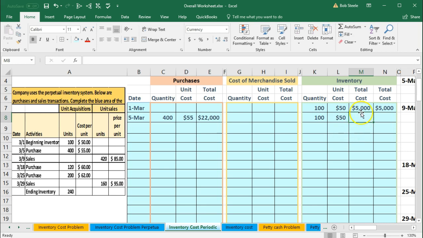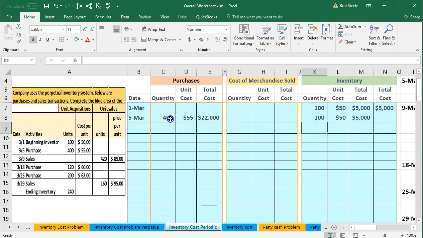This one we could say equals and point to the one above it, or we can do the multiplication one more time. We may as well do the multiplication one more time. So we're going to say equals the 100 in K8 times the 50 in L8 and enter. So there's our same 5,000. I'm not going to bring this 5,000 down because this is 5,000 total as of this date. Once we have the 2 lines done, we'll have the total of the 2 rows that are currently in ending inventory at this point.